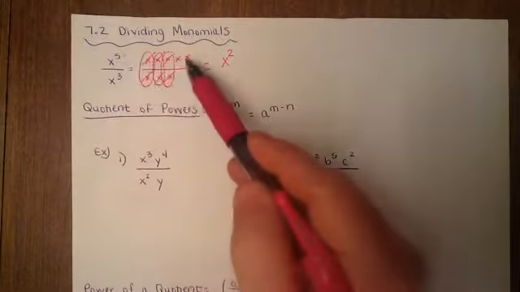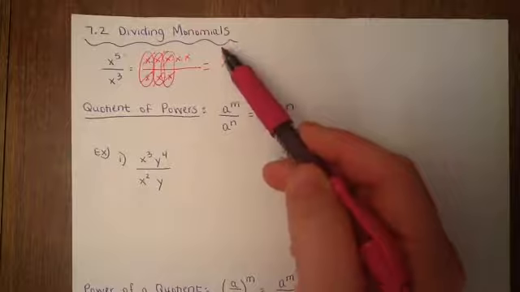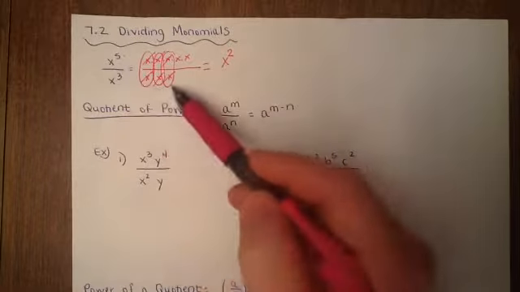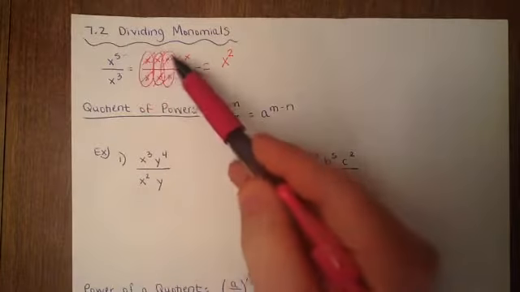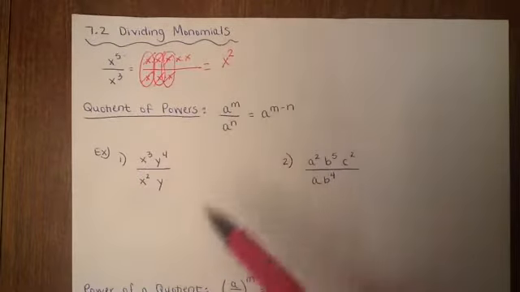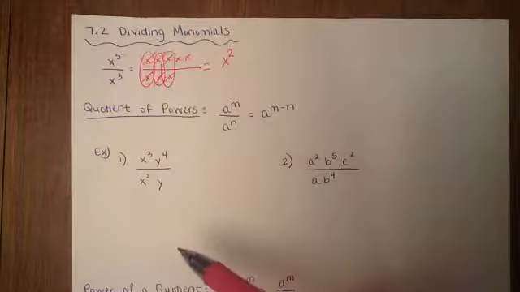Right. There were more x's on top, so the leftover will be on top. If the leftover was on bottom, you'd have it on bottom. But since there are more x's on top, the leftovers will be up there. So subtract those exponents if it is division.